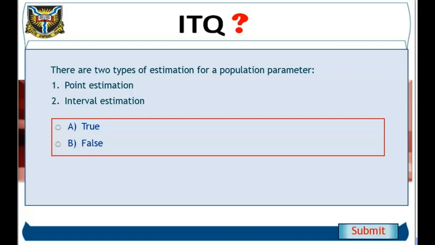In-text question. There are two types of estimation for a population parameter: point estimation and interval estimation. In-text answer: true.